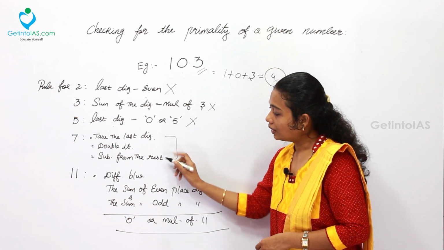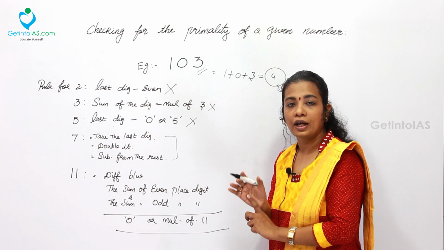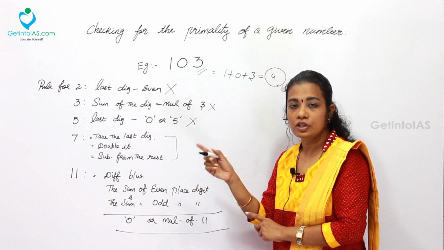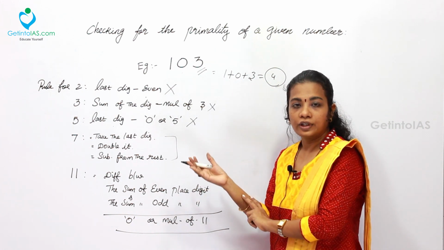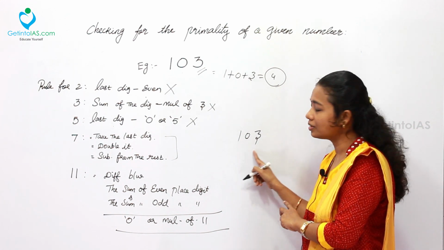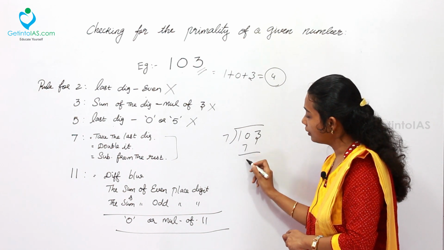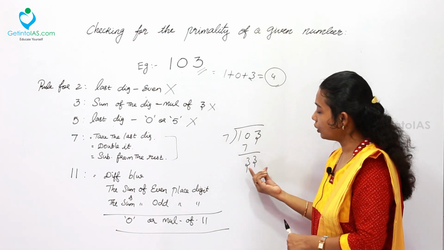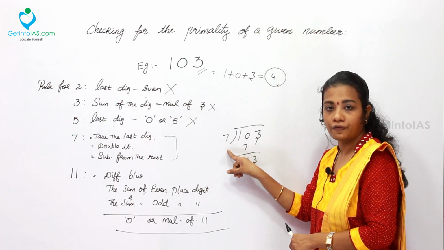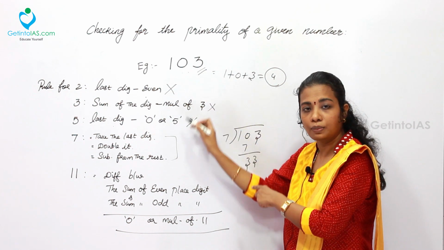You can take these 3 steps to find whether it is a prime number or not. We have already done these processes in the test of divisibility video, so you can go through that. Or else you can use the division method, as it is a simple number. Here I can divide by 7. 1 times 7 is 7. The rest is 3. Here I have brought down the 3. So 33, which is not a multiple of 7. So we can reject. 7 is not a factor of 103, or 103 is not a multiple of 7.